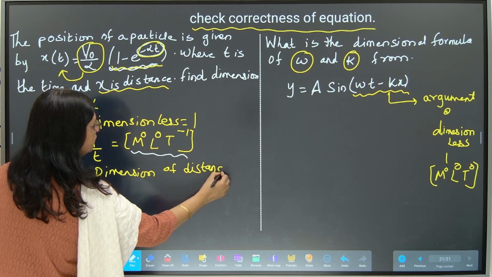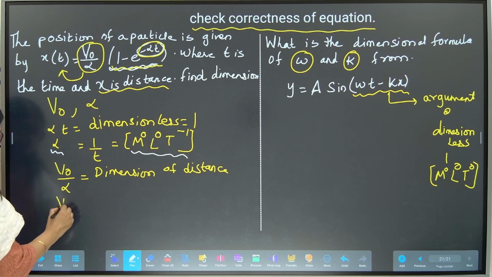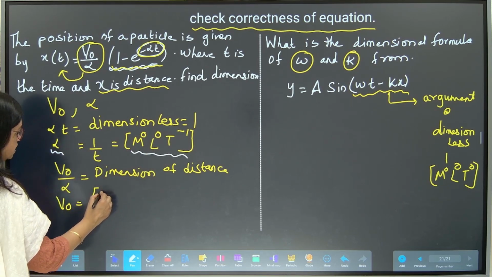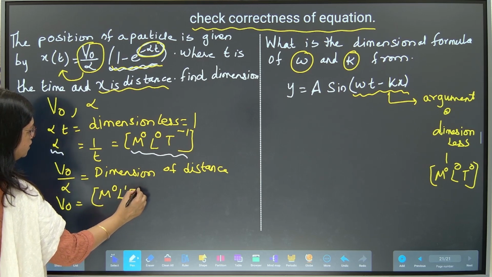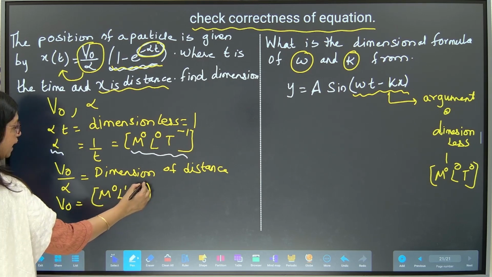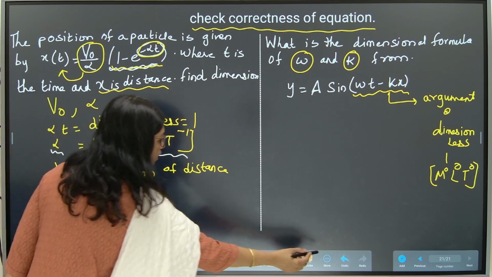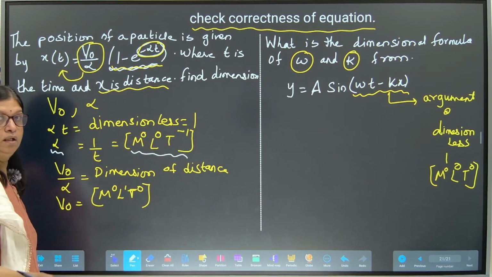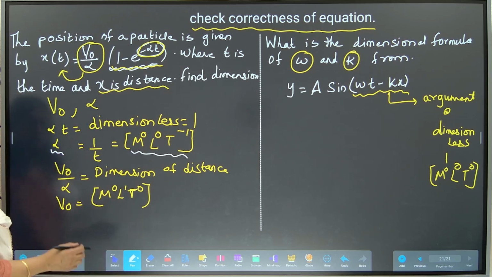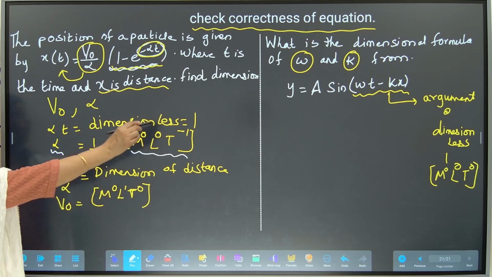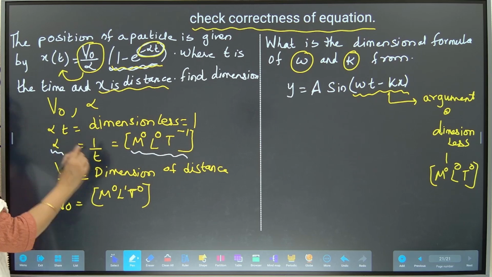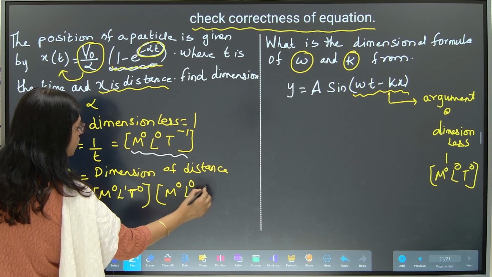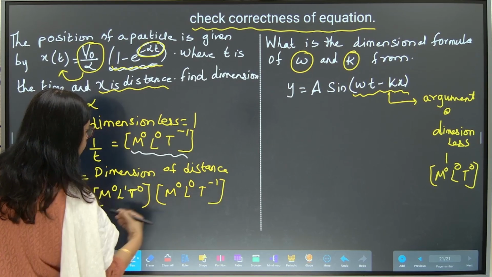Agreed? So now I want V naught. I will write the dimension of distance. What is the dimension of distance? M raised to 0, L raised to 1, T raised to 0. Remember, I must always write a square bracket for dimension. You cannot write a normal bracket. Multiplied by the dimension of alpha, I have to take it to that side to get V naught. What is the dimension of alpha I got just now? M raised to 0, L raised to 0, T raised to minus 1.